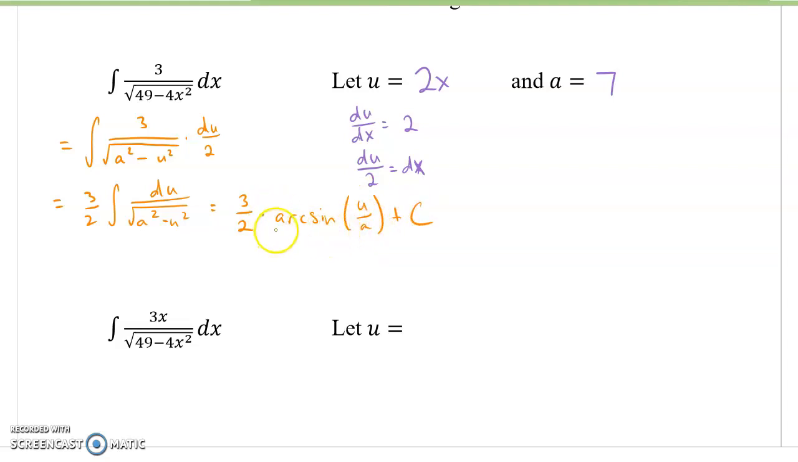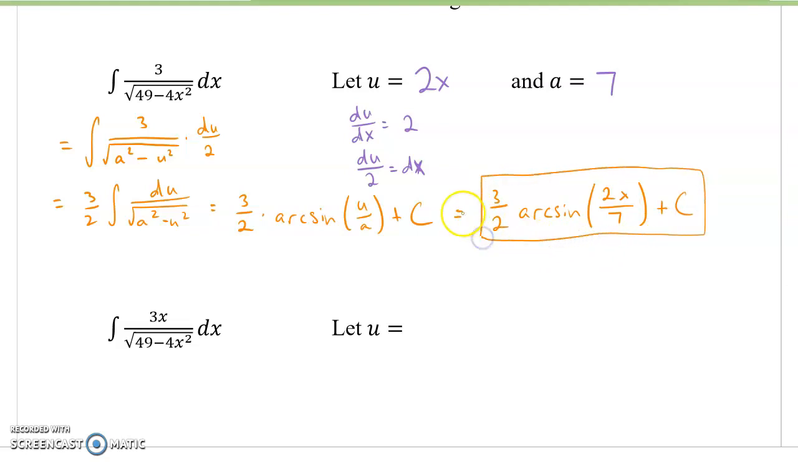Notice that there's no 1 over a in this one, because arc sine doesn't have a 1 over a in it. All right, so that's pretty much our final answer. We just need to substitute back in. So instead of u, we'll write the 2x that u equals, and instead of the a, we'll write the 7 that it equals. And that would be your final answer.